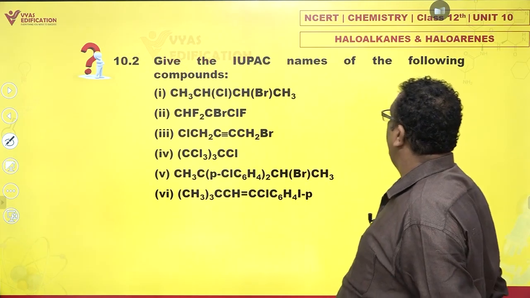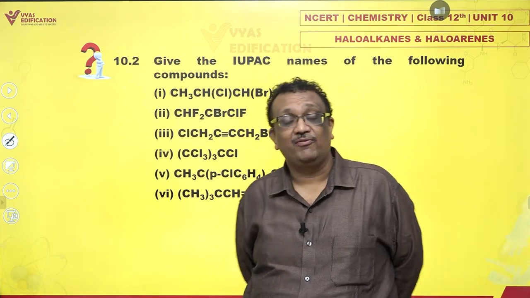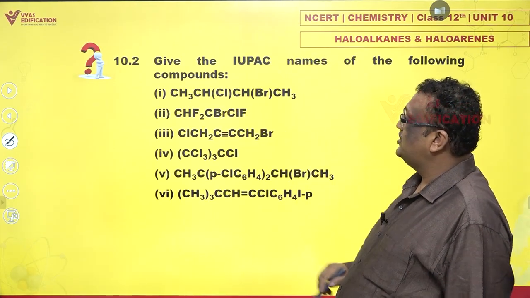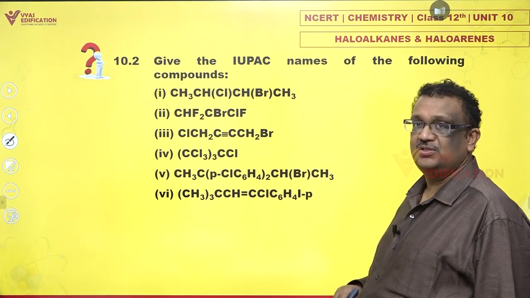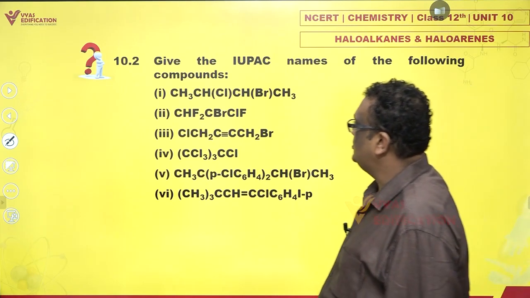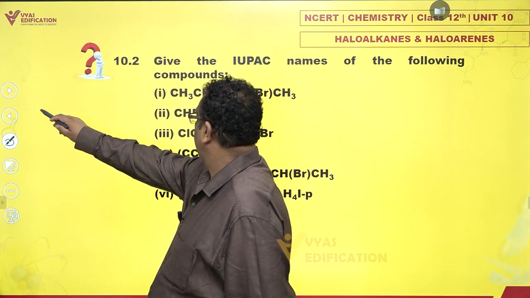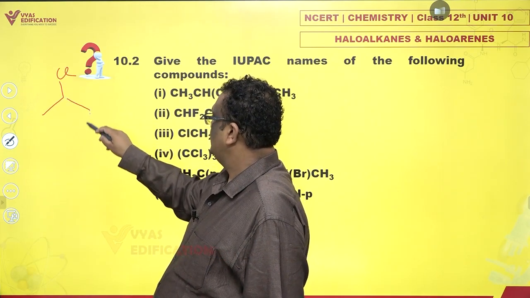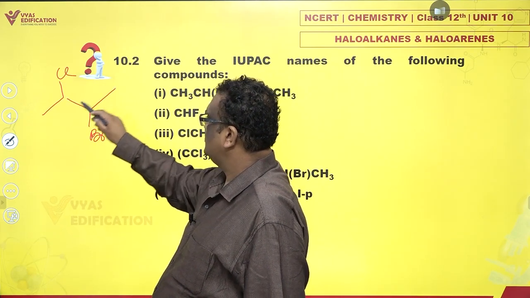Give the IUPAC names of the following compounds. We have compounds and we are supposed to supply the IUPAC names. First, CH3, CH, Cl, CH, Br, CH3. Let us first draw the structure. Let me draw it here. CH3, CH, Cl. Then we have CH, Br, and we have CH3.